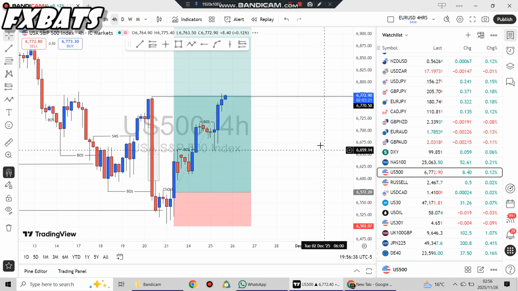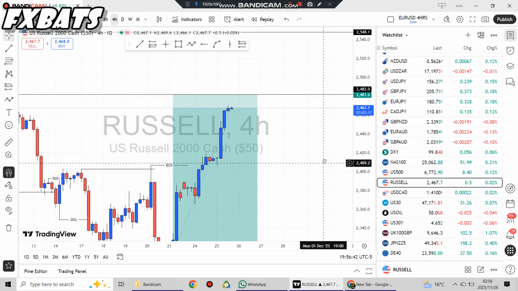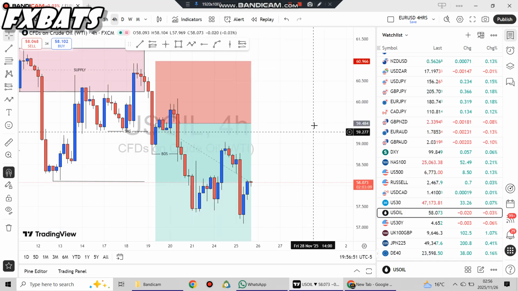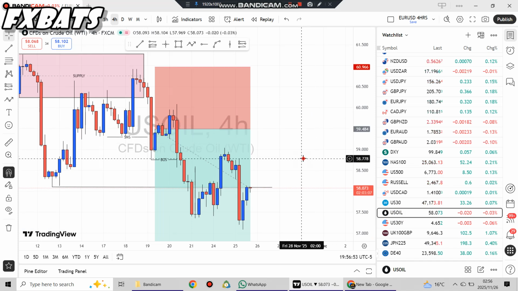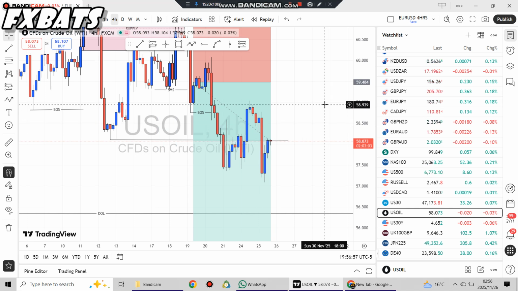SP 500 is still doing so well. Russell 2000, this was my best pair, which actually played so well. And oil, we're still consolidating. You could see it's under consolidation, but we're still bearish on oil.